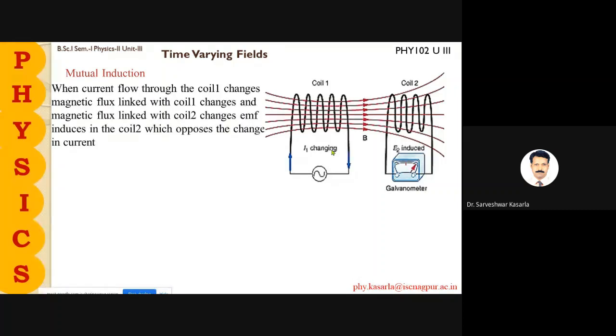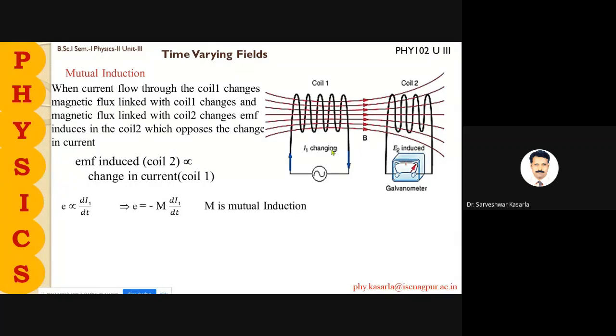When the current flowing through coil 1 changes, the magnetic flux linked with coil 1 changes, and the magnetic flux linked with coil 2 changes, and an EMF is induced in coil number 2, which of course opposes the change in flux. So the EMF induced is equal to this much. This is called the mutual induction.